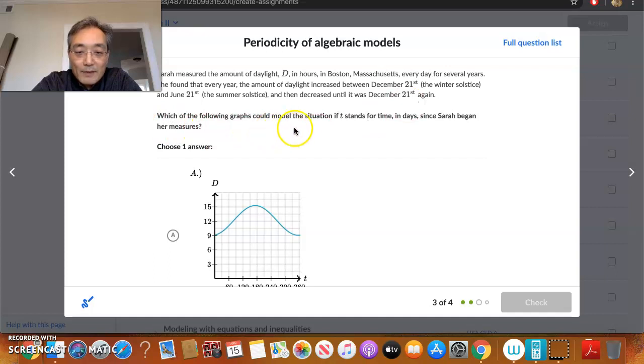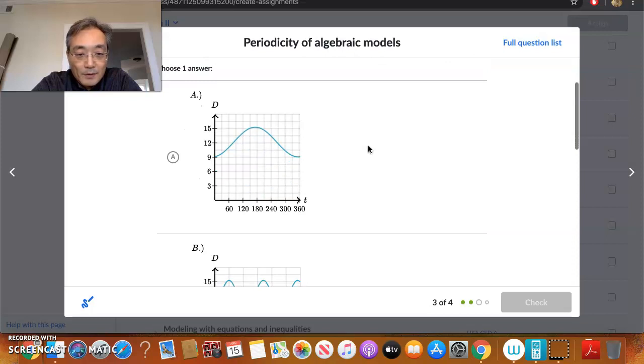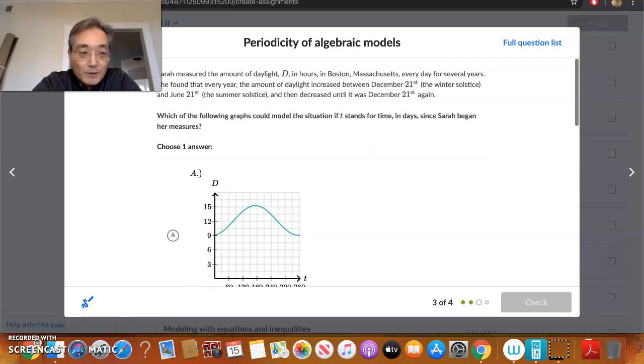Which of the following graphs can model the situation, where T stands for time in days since Sarah began her measurements? All right, so for this particular problem, since T represents the time in days, we know there are 365 days in a year, correct?